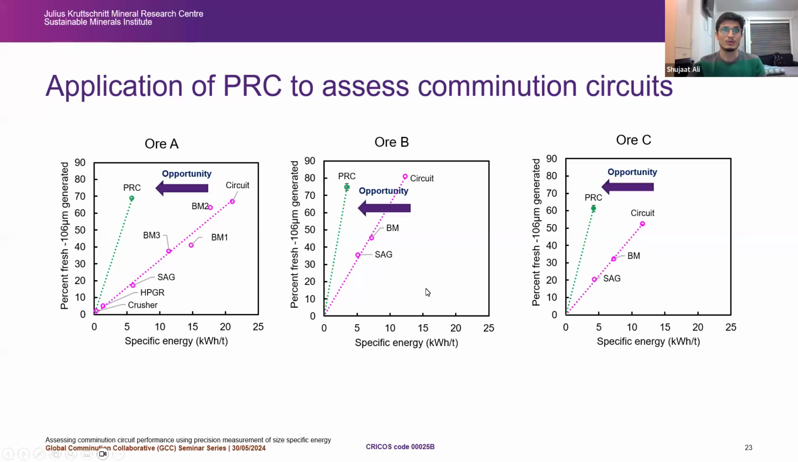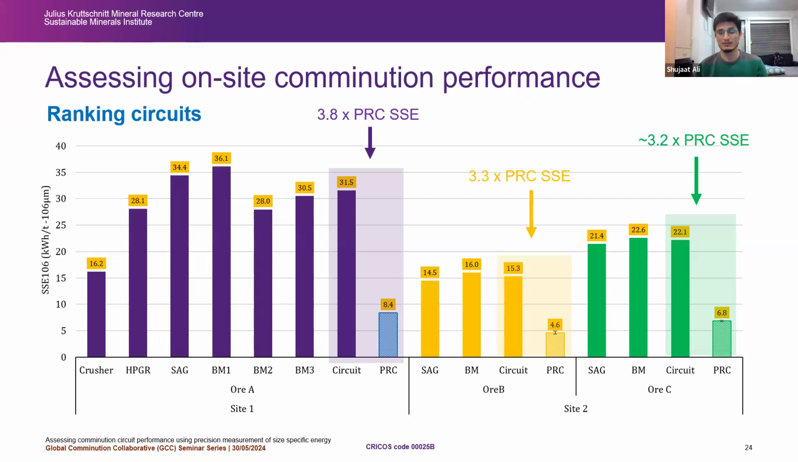And same for Ore B and Ore C, it's the same circuit, only ores are different, right? Or for Ore B for site 2. For both of them, again, significant opportunity sitting there. Just another representation of that curve, just to give you a better understanding in terms of simple bar charts, of how we can use the precision nose crusher to rank our circuits.